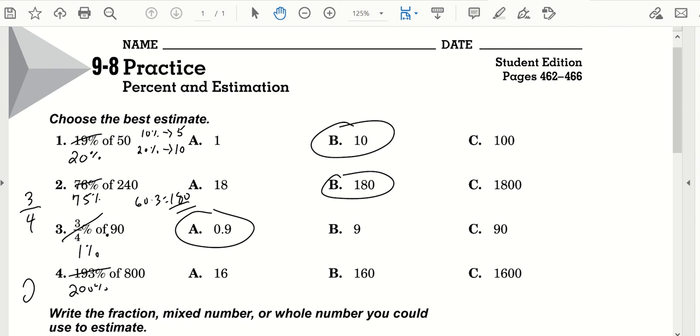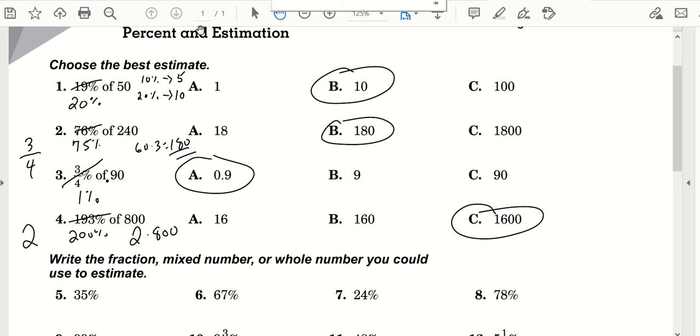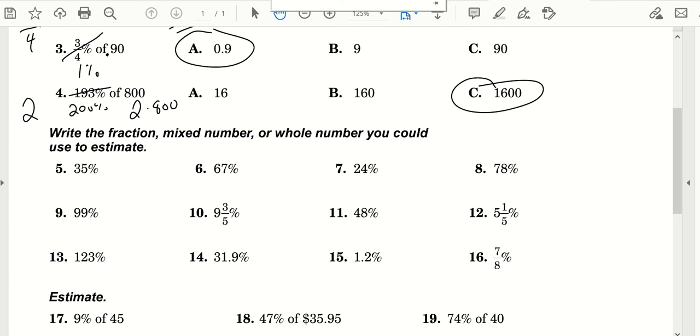So this is like 2, right? The decimal 2. So we're going to multiply here. 2 times 800, we get 1600. What I want you to notice up here is sometimes we thought about these percentages as fractions. So sometimes that happens. So keeping in mind that sometimes we want a fraction or possibly even a mixed number or a whole number, that's where this next section comes in.